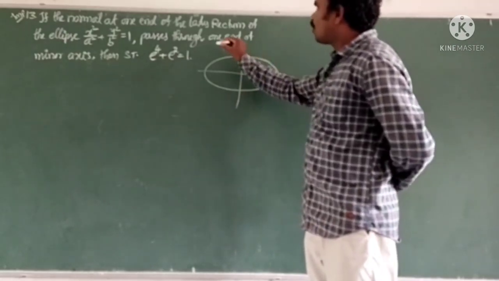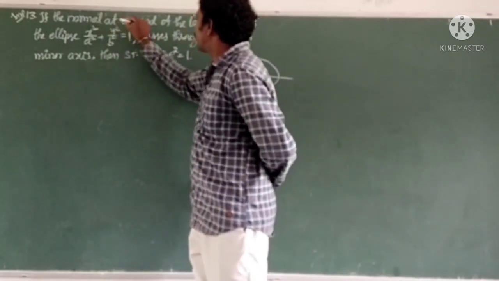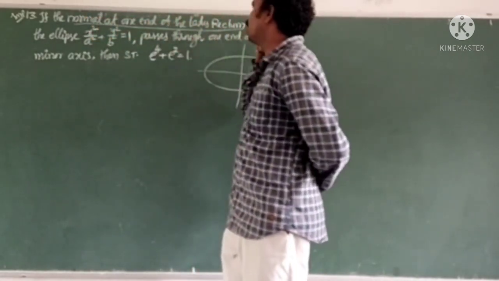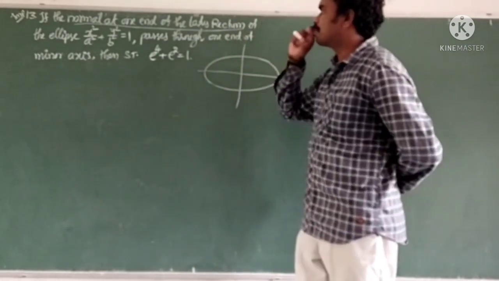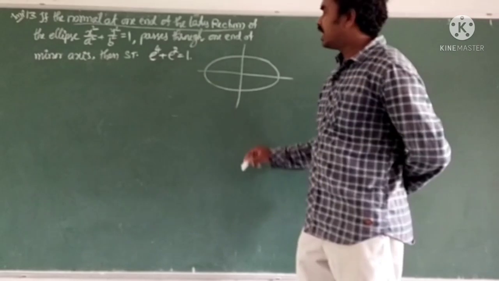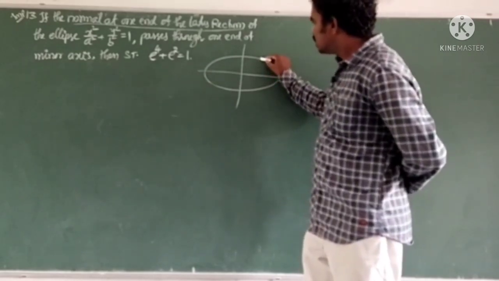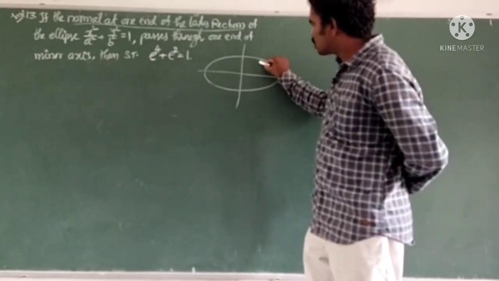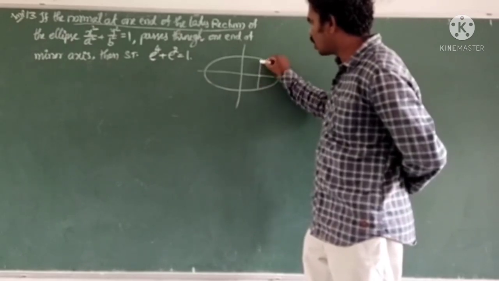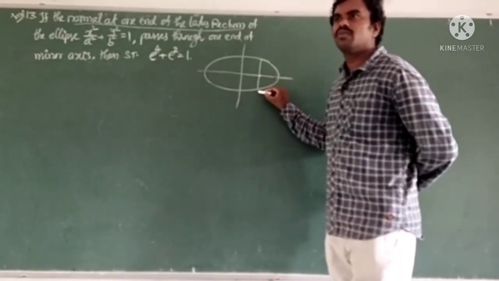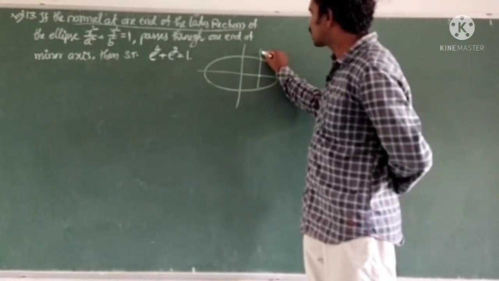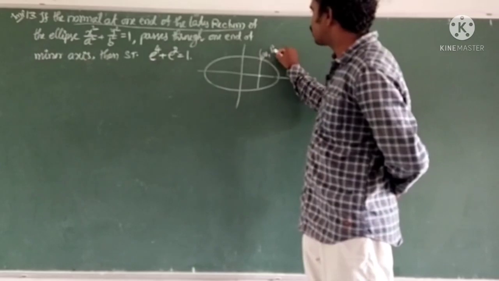Normal at one end of the latus rectum. We should know the meaning of this statement. Latus rectum means a chord passing through the focus and perpendicular to the axis. This is called the latus rectum. And what are the ends of the latus rectum? The ends of the latus rectum are (ae, b square by a).